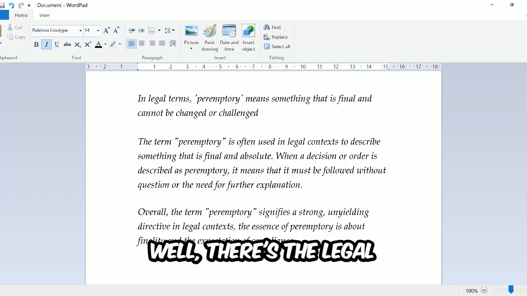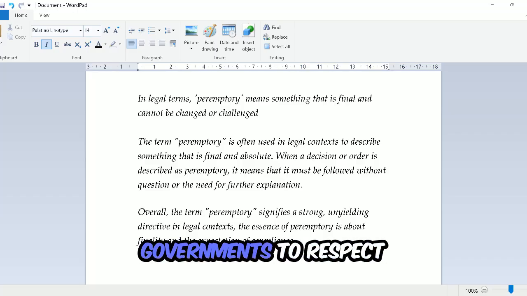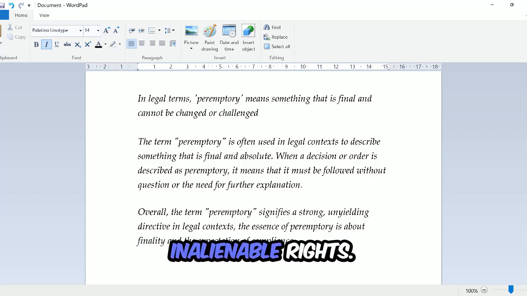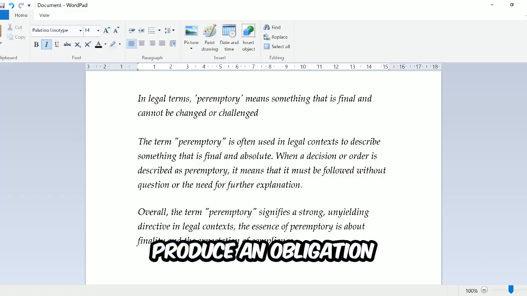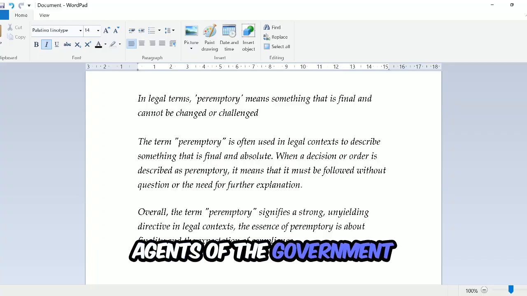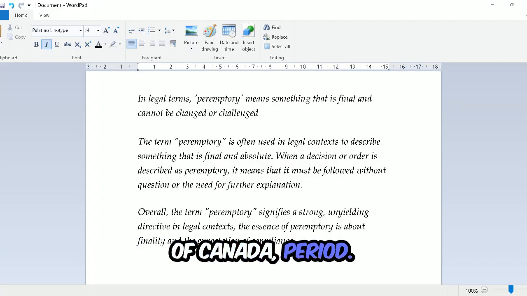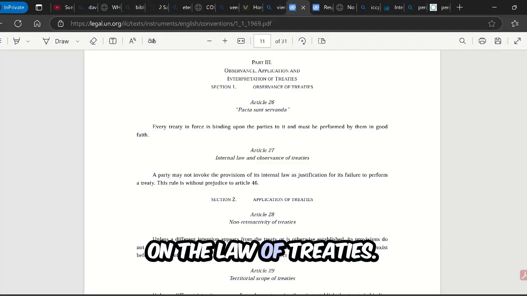Well, there's the legal obligation. The legal obligation upon domestic governments to respect inalienable rights. They are final. There's no arguing this point. They are peremptory, and they produce an obligation against all acting agents of the government of Canada. Period. The Vienna Convention on the Law of Treaties, Article 26.